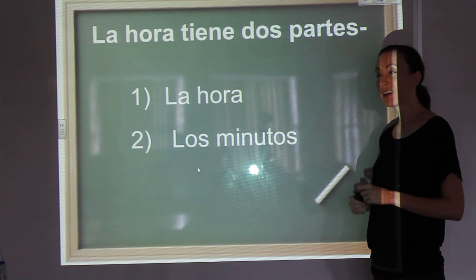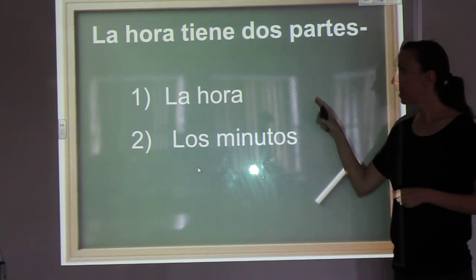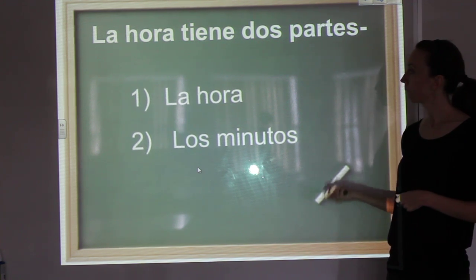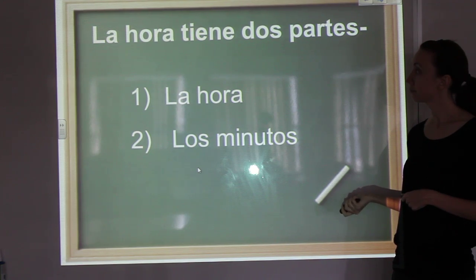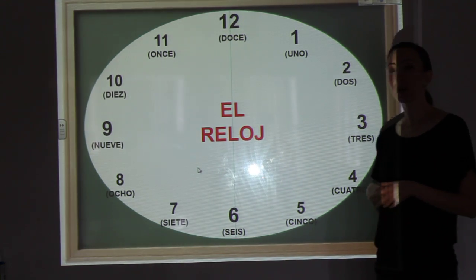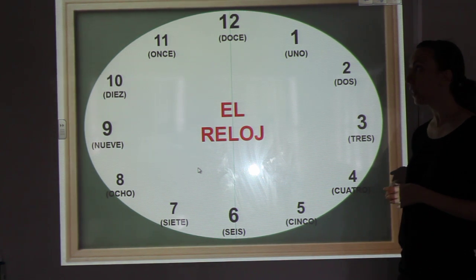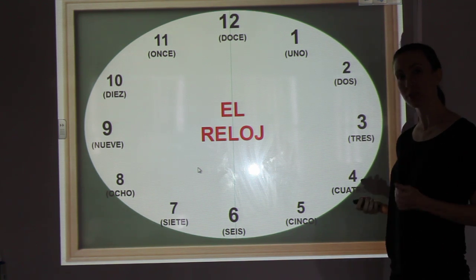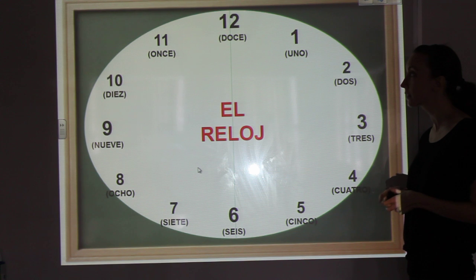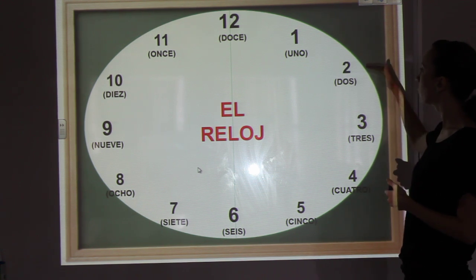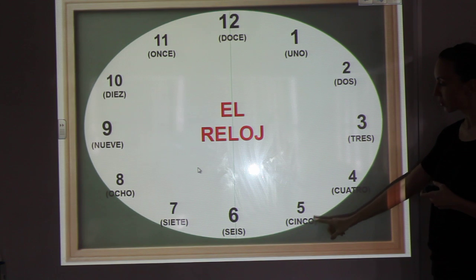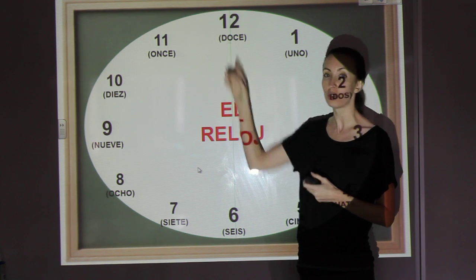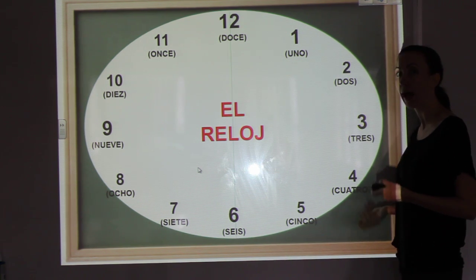So, la hora tiene dos partes. La hora, the actual hour, y los minutos, or the minutes. First thing we want to do is we want to look at our clock, or our reloj. And we want to remember that when we're looking at a clock, each number represents hours, and each number represents a certain amount of minutes. 1, 2, 3, 4, 5, 6, 7, 8, 9, 10, 11, 12. These are our horas, or our hours.